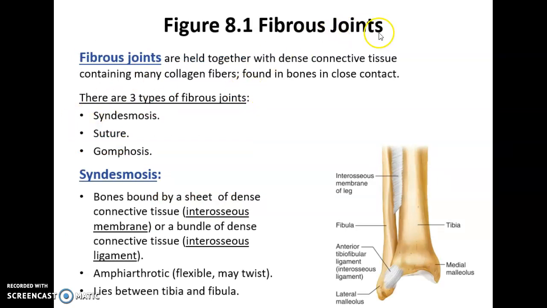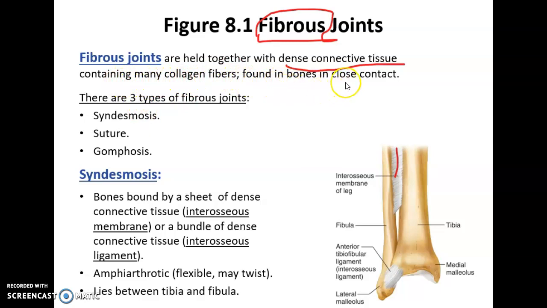Regarding the first one, regarding the structure, we have here joints made of fibrous tissue, connective tissue. Then the fibrous joints are held together by dense connective tissue. Remember, we have ligaments, tendons, aponeuroses, and fasciae. All of them are made of dense connective tissue, and they contain many collagen fibers.